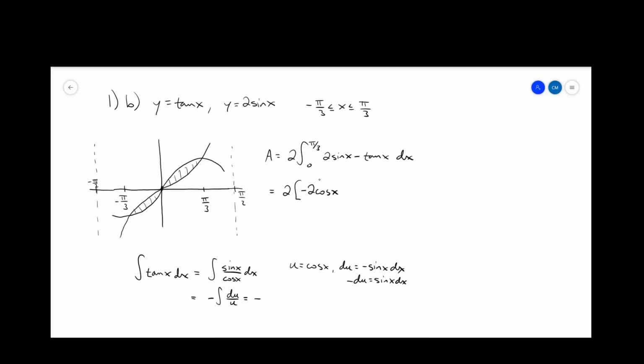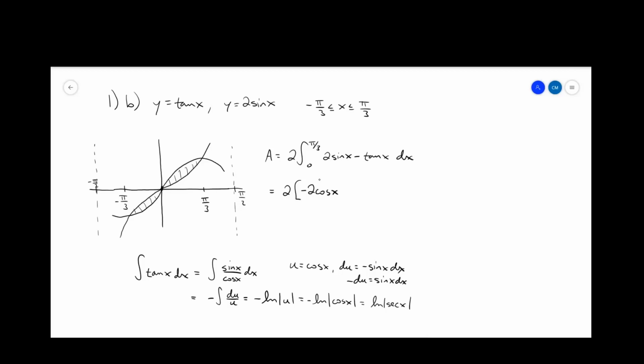Natural log of u. Yes, natural log of u. So we're going to have negative natural log of the absolute value of u. And let's forget the plus c here because we're doing a definite integral. So negative natural log of the cosine. But this can actually also be written as the natural log of the secant function, and that's typically the way that we write the antiderivative of the tangent function.